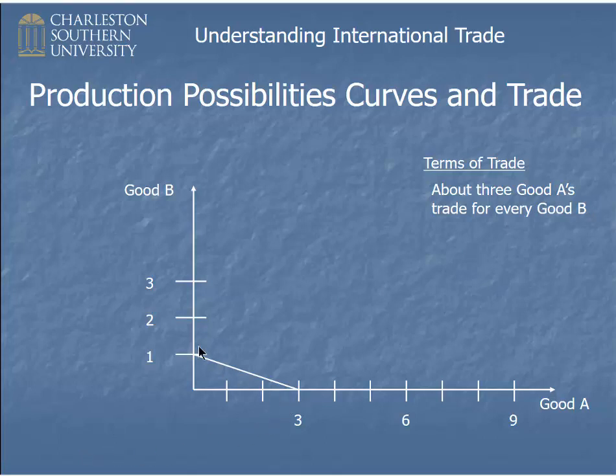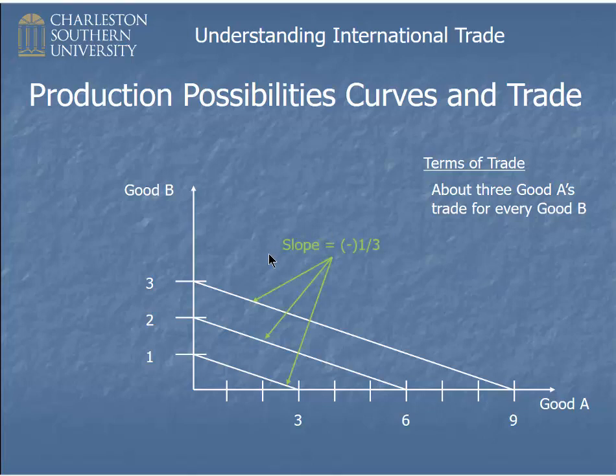On the other hand, suppose you had 2 units of good B, you could trade it for 6 units of good A. Or if you had 3 units of good B, you could trade it for 9 units of good A. I hope you can see that all of these trade lines are consistent with these terms of trade, and they all have the slope of minus 1/3. So one thing to remember is the trade line has no particular location. It only has slope based on the terms of trade.